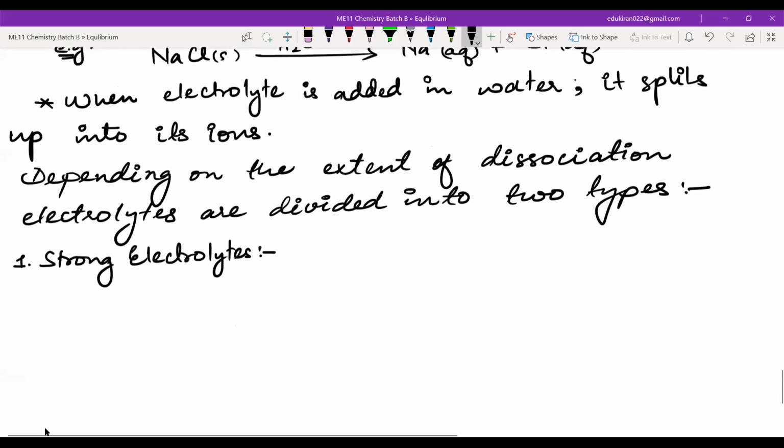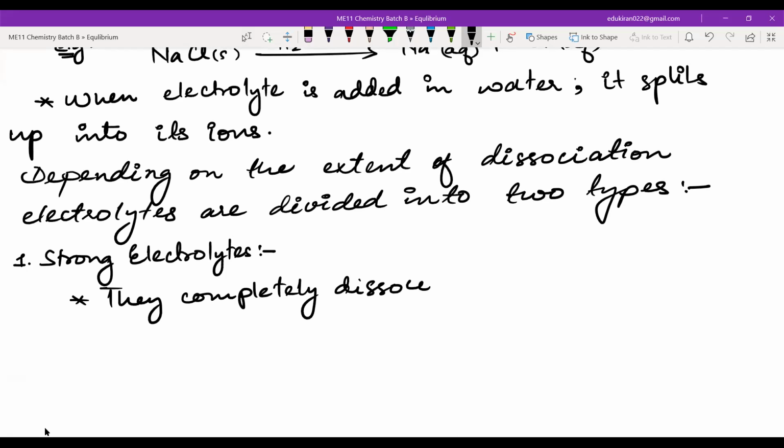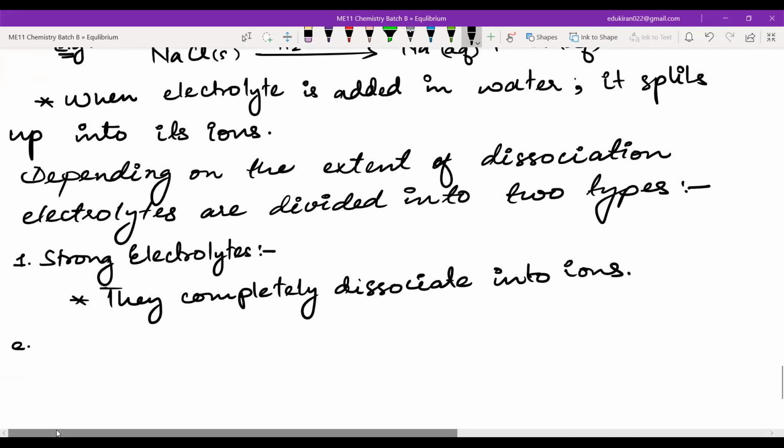Okay, strong electrolyte. Strong electrolytes completely dissociate into ions. Some of the examples will be very strong acids and bases, and salts of strong acid and base. What are they?